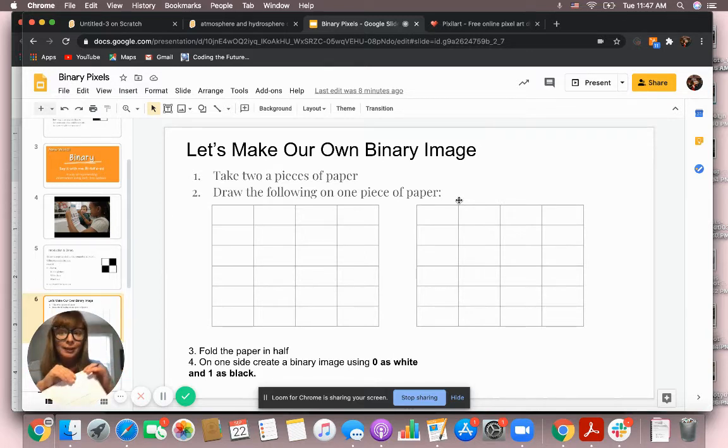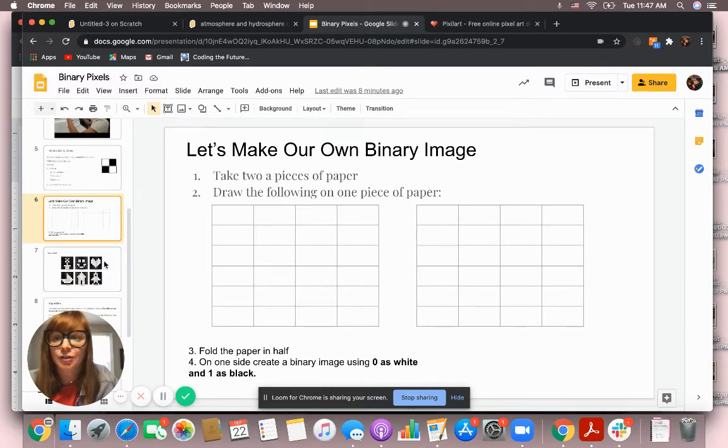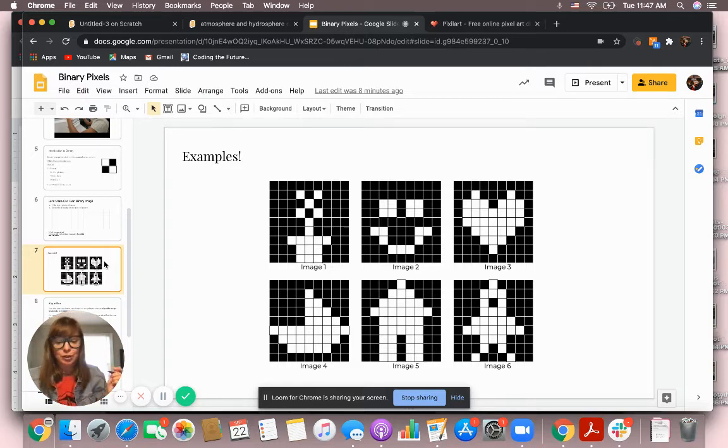Now, what I would like for you to do is now we are going to draw our own image. I want you to think about what kind of image do you want to draw? Could it be a rocket ship, a letter C, or could it be a letter N? Could it be a letter S, or is it a smiley face? What would you like to color? And what you're going to do is create your own image. So we're going to do on one side of our piece of paper, we're going to color in our binary image. Now, here are some examples that you could do.